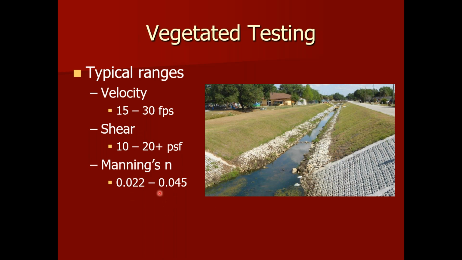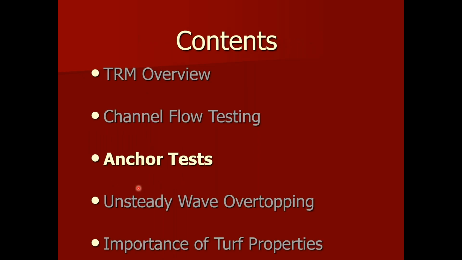Roughnesses with the vegetated system, of course, will depend some on height of vegetation and density, but typically that 0.22 to 0.45 range is what we found over the course of the couple dozen tests that we've done in a vegetated condition. Just recently, we've investigated the importance in the use of anchors with TRMs.